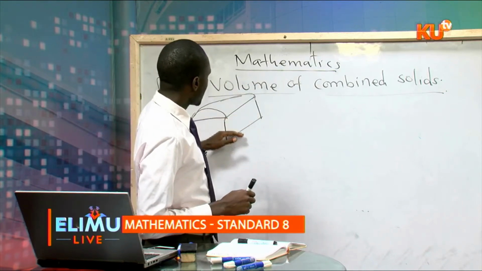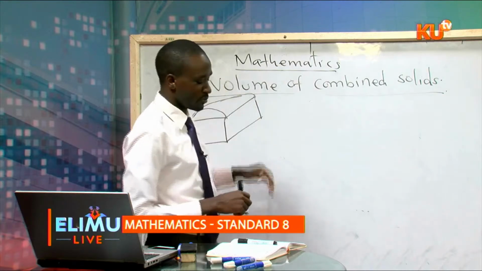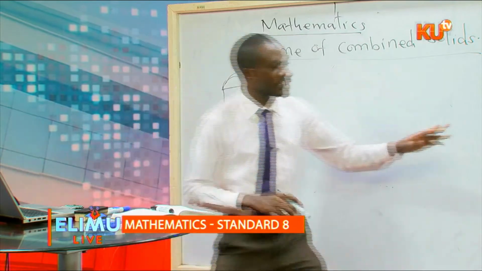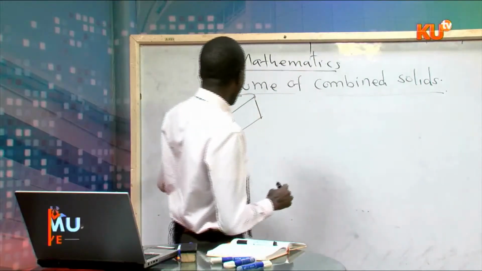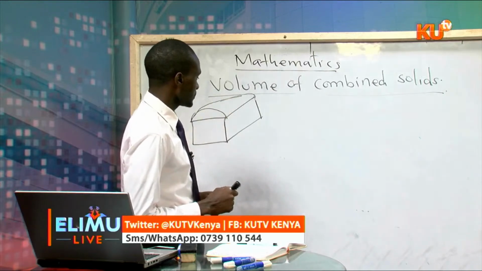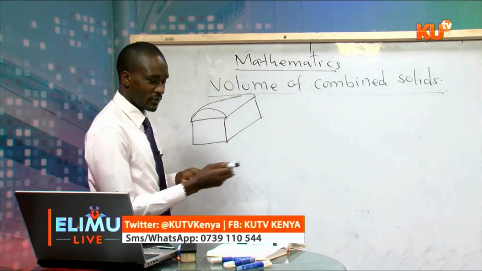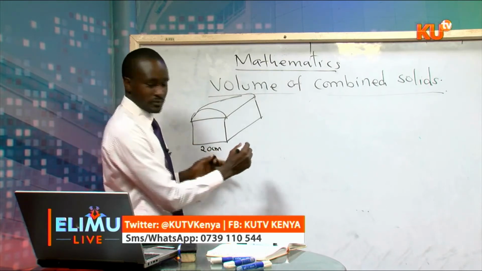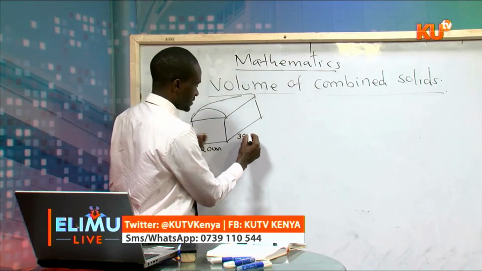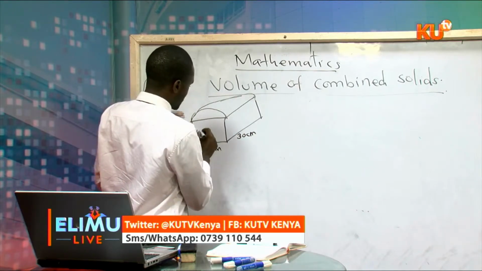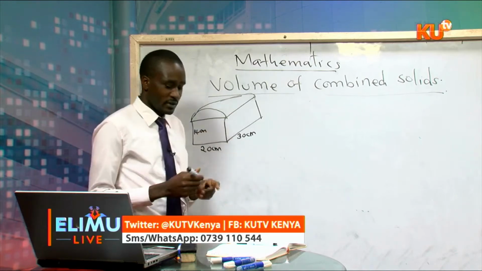The lower one, we have a cuboid. The upper one, we have a half a cylinder. So for this one, we won't take away, but we will add, because this one has been added to this one. Now if we take this loaf of bread, here is 20 centimeter, this one is 30 centimeter, and this one here is 14 centimeter.